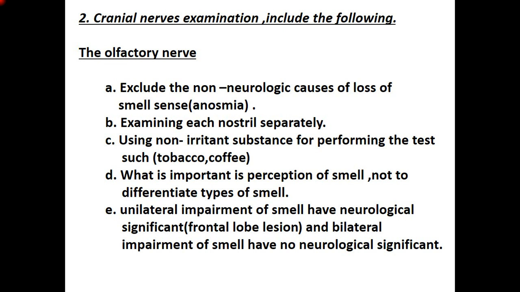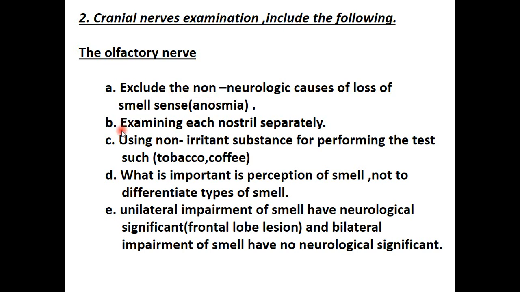Before starting to examine the olfactory nerve, we have to exclude the non-neurological causes of loss of smell, anosmia, because the commonest cause of loss of smell is non-neurological. For example, patients with common cold, influenza, or any nasal problems may have loss of smell, and usually those patients have bilateral loss of smell, which is not significant neurologically. So we have to exclude the non-neurological causes of loss of smell.